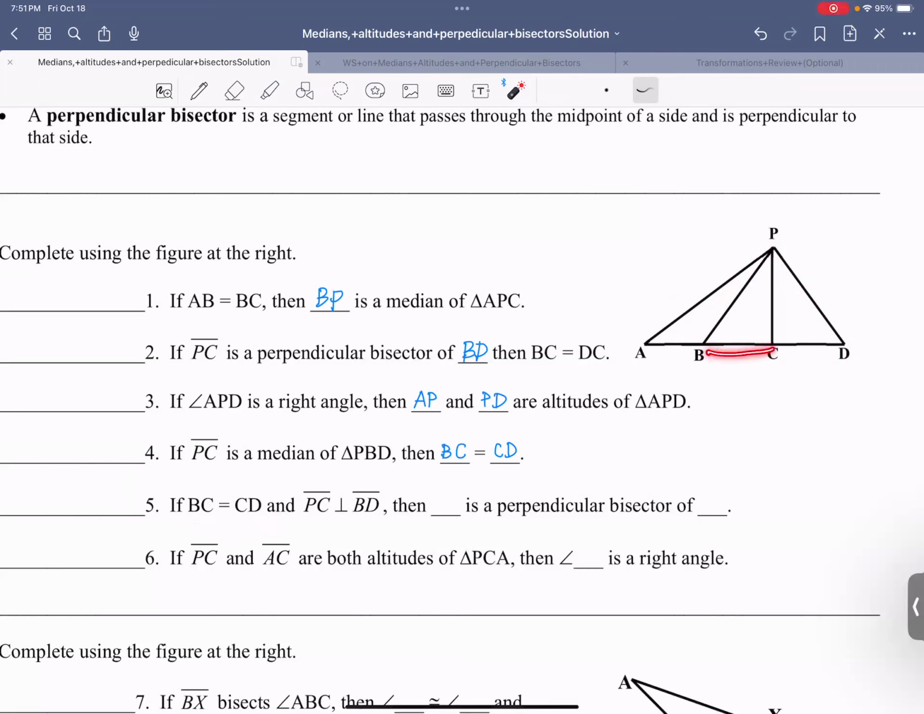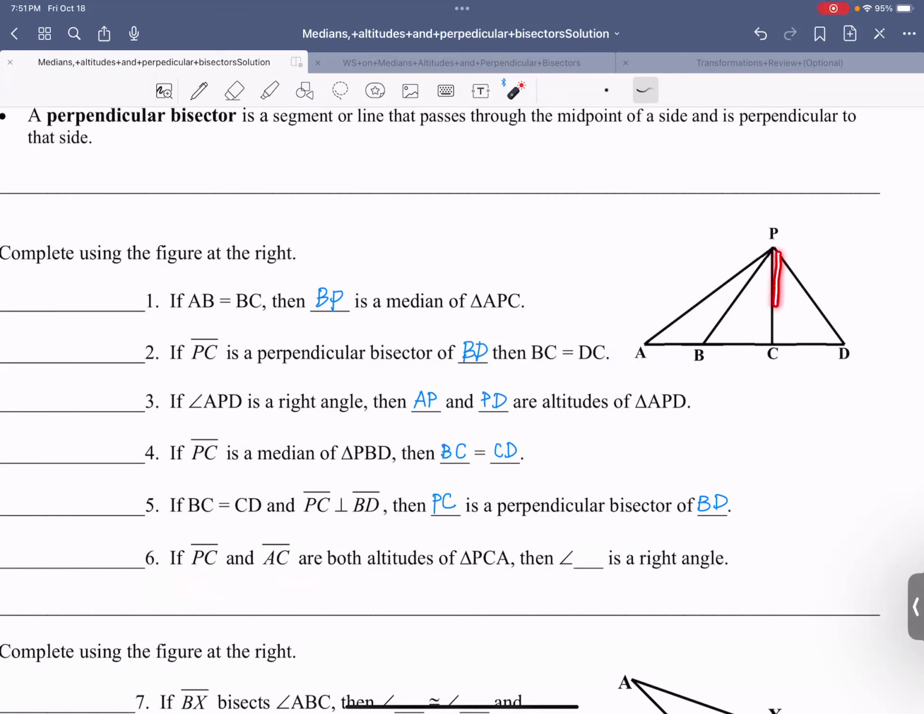If BC equals CD and PC is perpendicular to BD, then BC equals CD, and this is 90 degrees. So who is a perpendicular bisector? PC is the bisector of BD. Yes, that's right. PC is the perpendicular bisector of BD. That's right. Next one, look here.